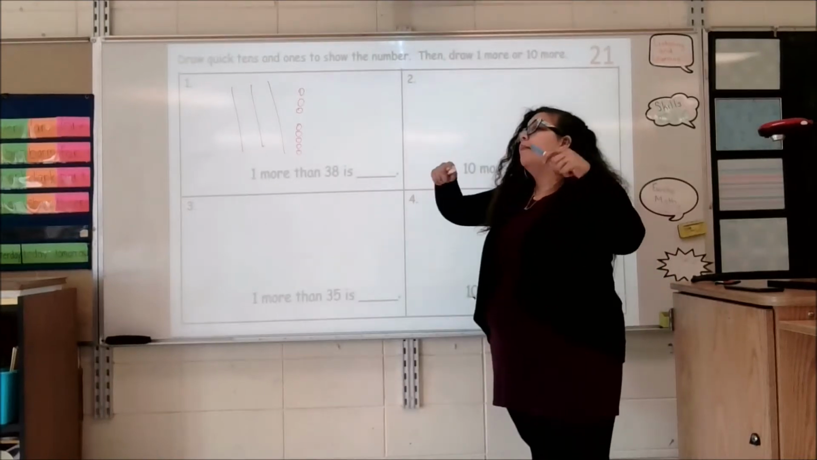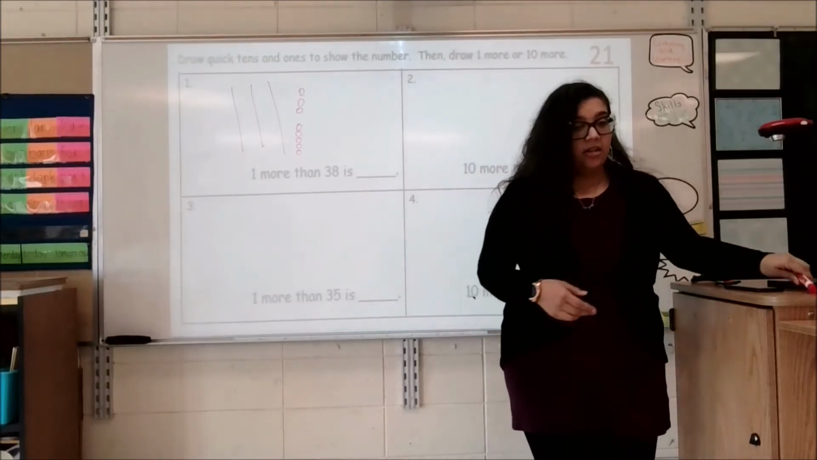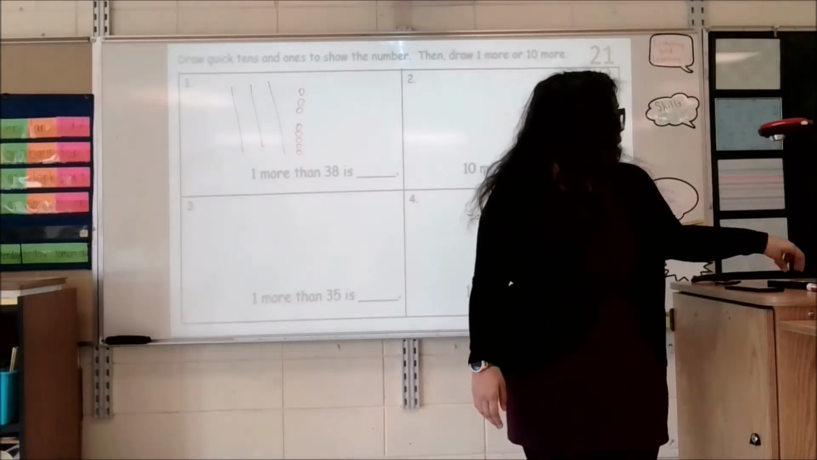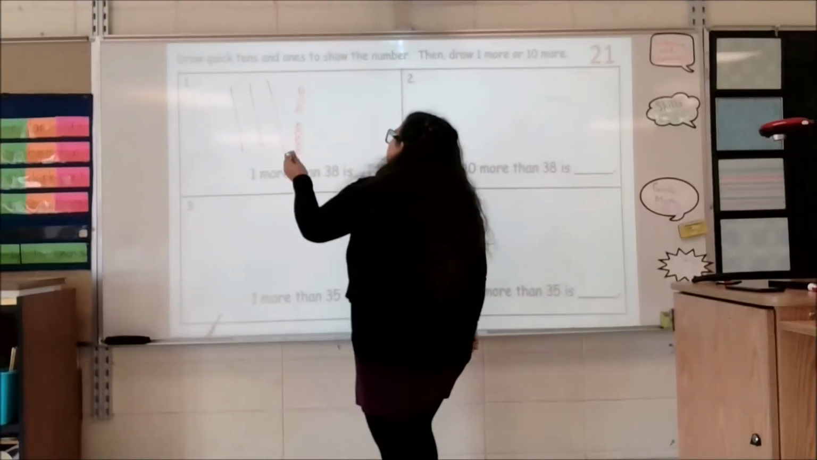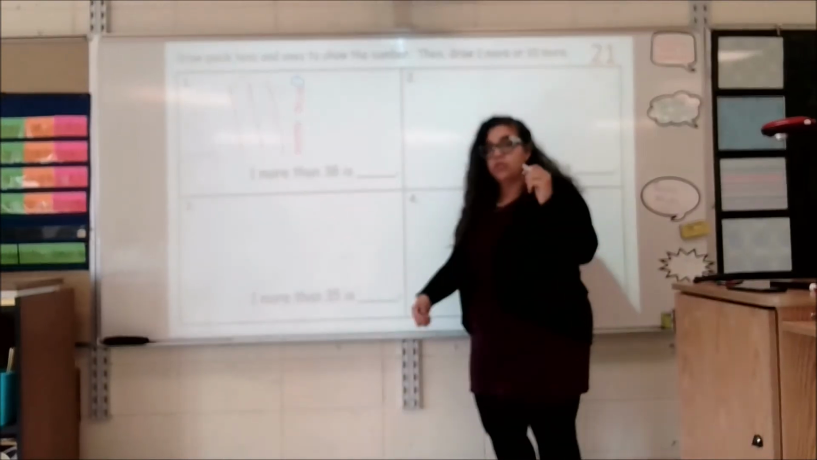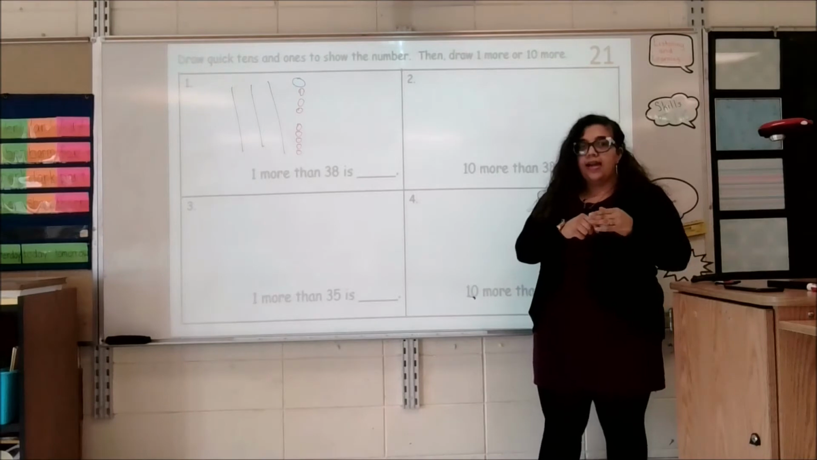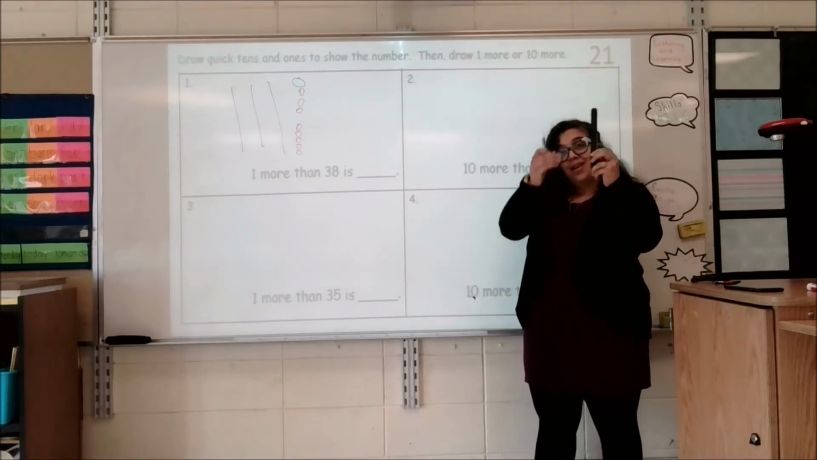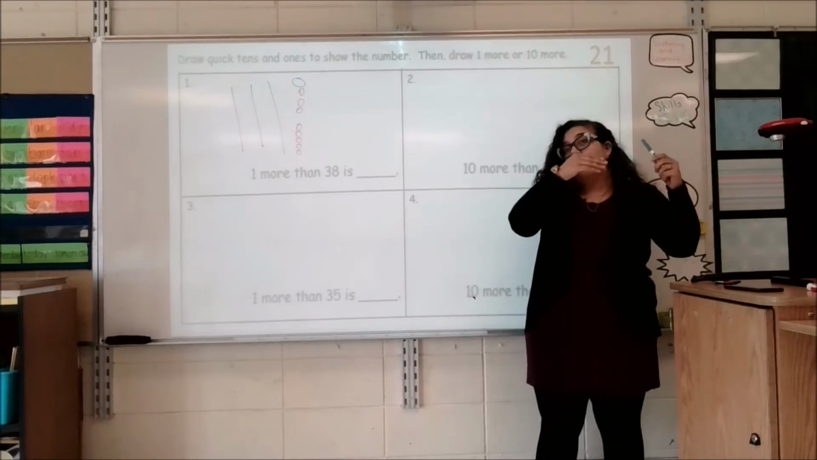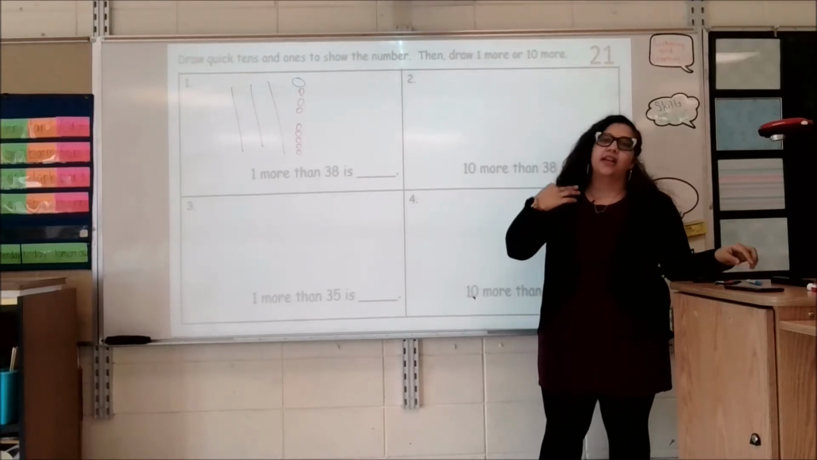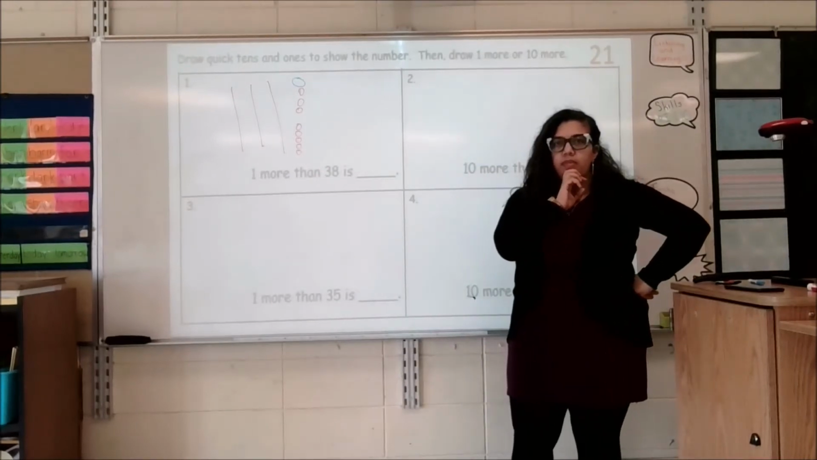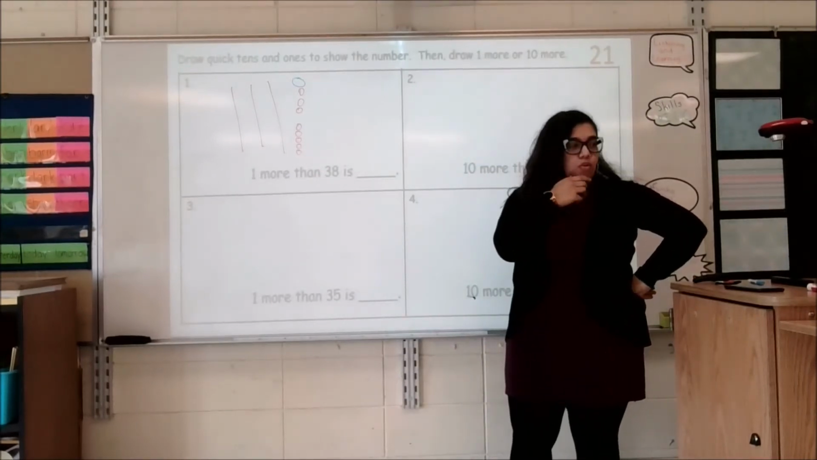But if it says 1 more, that means I need to add another one to the group. So let's draw to show 1 more, just 1 more. Remember, those circles are ones, and those lines, just like this is a straight line, is a group of 10. So, 1 more than 38. So I increased my 10s or my 1s? My 1s, I increased the 1s, good.